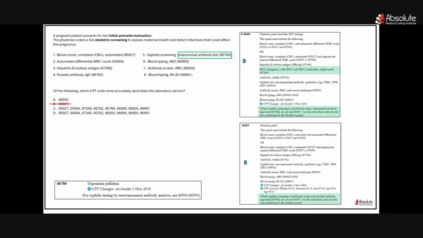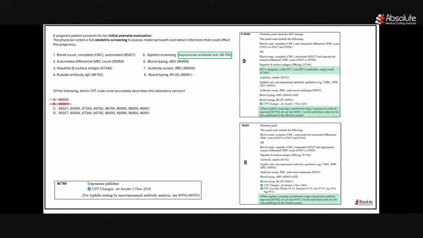Right? So what are we going to do? Is this a complete panel? No, it's not a complete panel. We have one test missing. The syphilis screening was not performed using a non-treponemal antibody test. So we have to code for all the individual tests performed. That would be your CBC 85025. Okay, so you have to code for all the remaining tests.